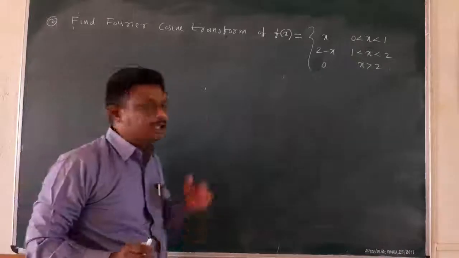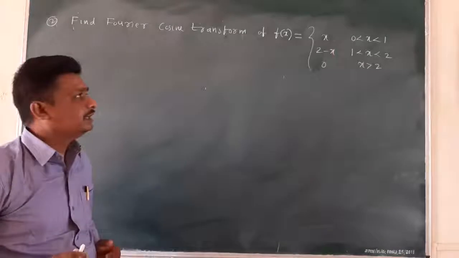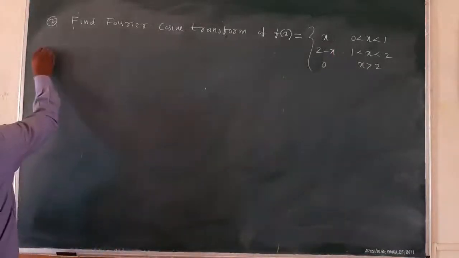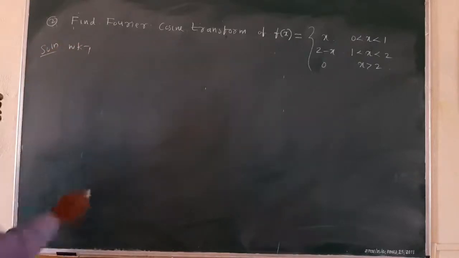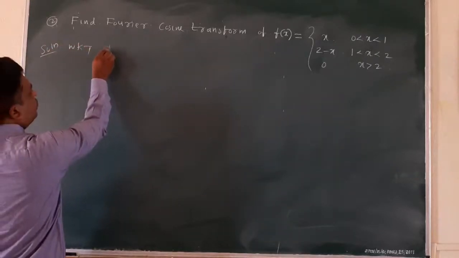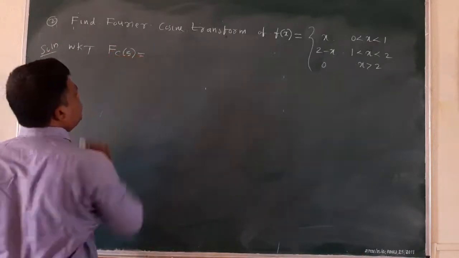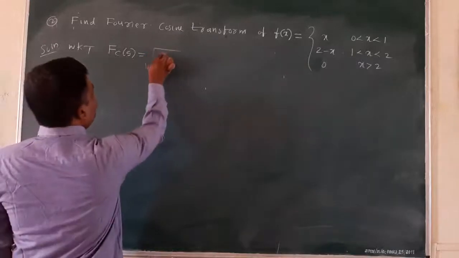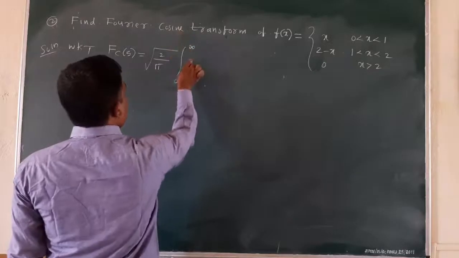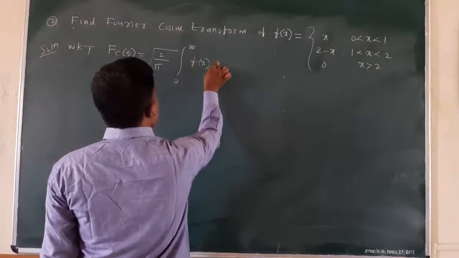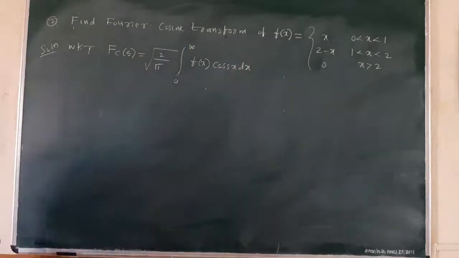So here you can see the function is divided into 3 different ranges. First I will write the formula. We know that the Fourier cosine transform is given by square root of 2 upon pi integration 0 to infinity f of x cos sx into dx.